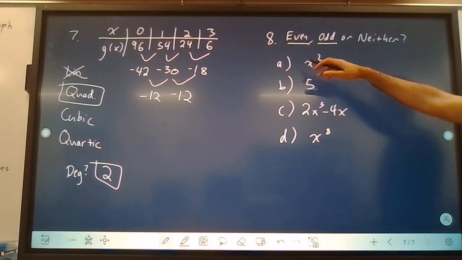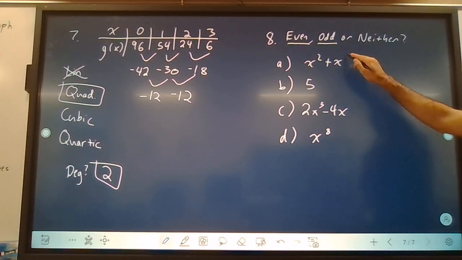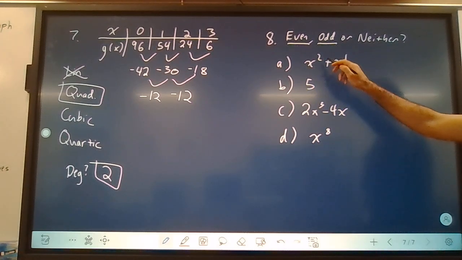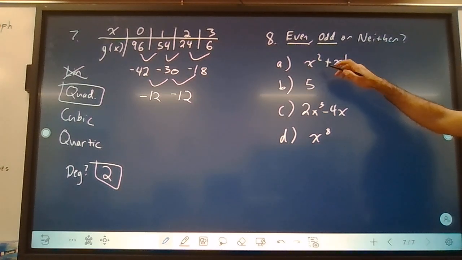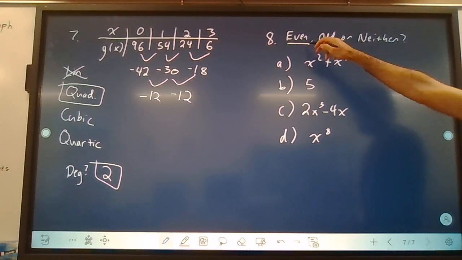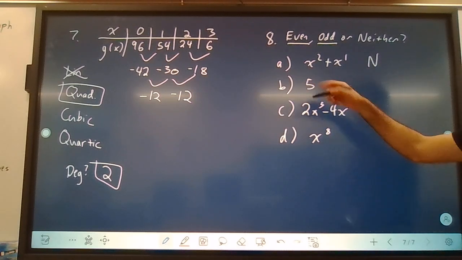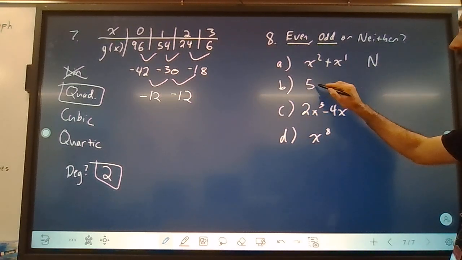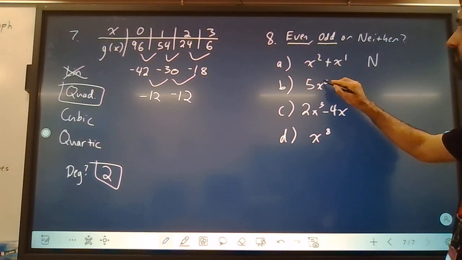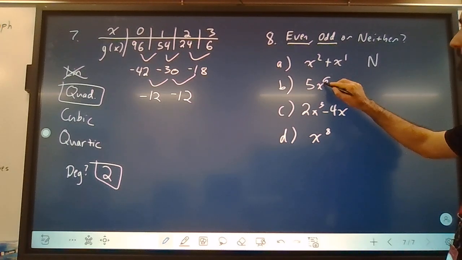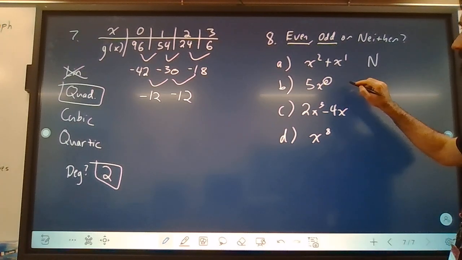So, question A, we've got x squared plus x to the first. Well, here, while the degree is even, right, the degree is 2, we've got a mixture, so it's neither an even function nor an odd function. So this one's neither. B, we've got a constant. If a constant is by itself, it has an x to the 0. So we're going to view that as being an even function because of that 0. Even.